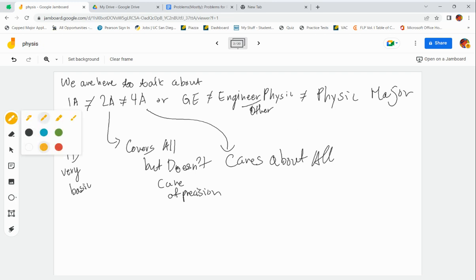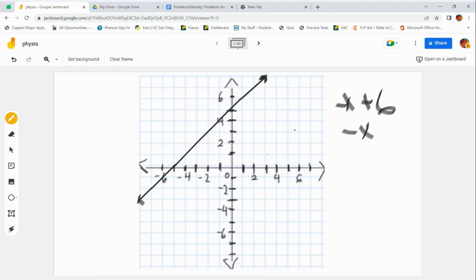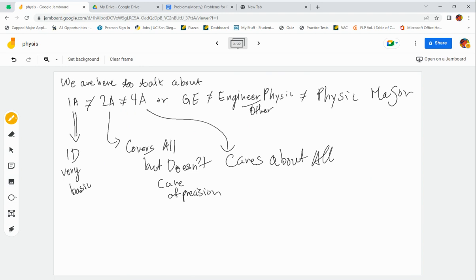Hello. So I want to discuss the different types of physics that I learned and how they relate to each other. Basically, it's the level of precision in each one. The first one is GE. Then there's engineer slash other, which is basically engineered physics and other majors that need physics. And there's physics for physics major. The difference of these three is precision.